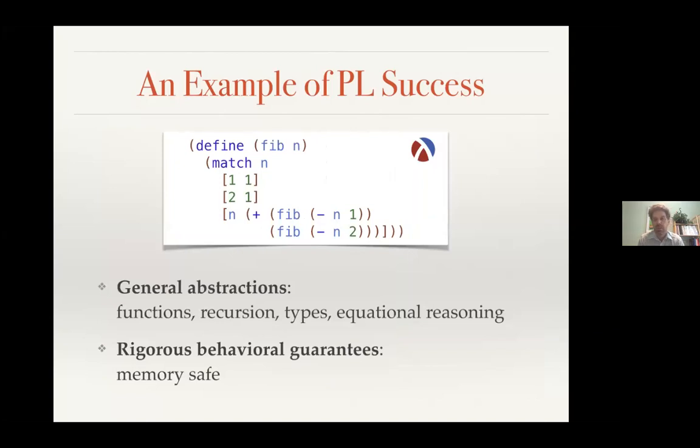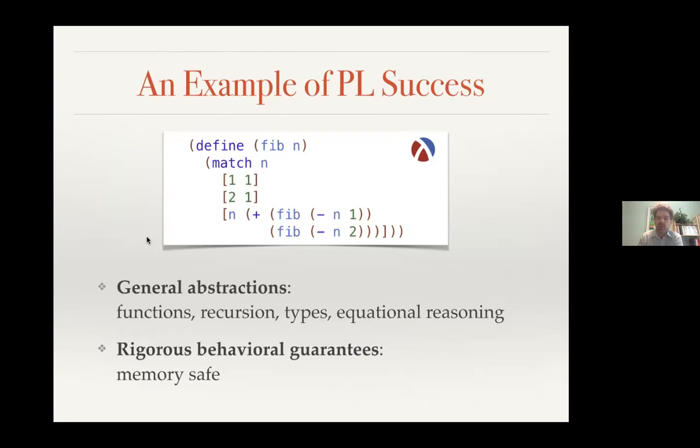Here's an example of what I mean. So this is that same program, but written in the Racket programming language. And here we're defining a function and using pattern matching to talk about the cases of the function, and recursion to talk about how you can compute Fibonacci here. So the general abstractions are things like functions and recursion, types, and equational reasoning.